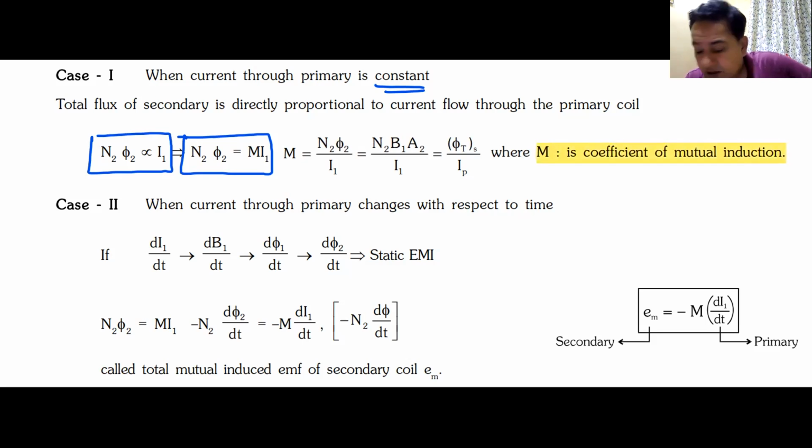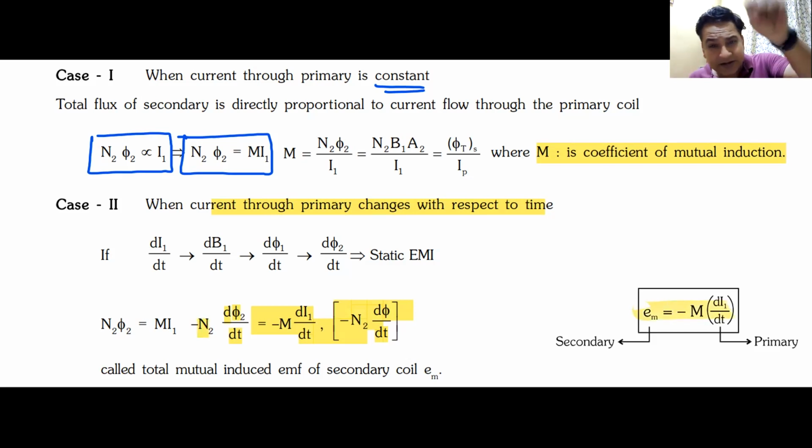Yes, sir. Now, second case, I am going to change the current in the primary. Because of this, what will happen in the primary is self-induction. Something will happen in the secondary also. EMF will be induced in the secondary. That EMF will be proportional to the rate of change of current in the primary, or I can write d phi 2 by dt, rate of change of flux of secondary, will be equal to minus M into di1 by dt. This M is known as the coefficient of mutual induction. Do we get this, beta?